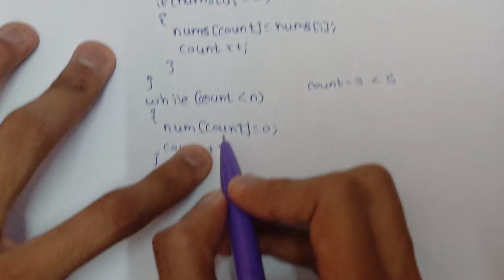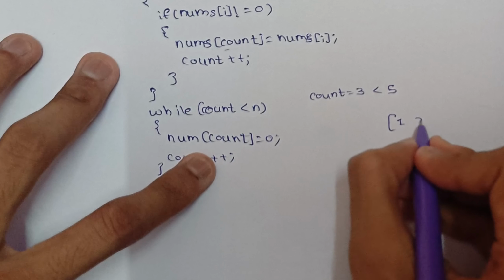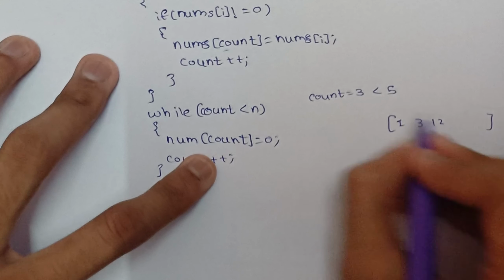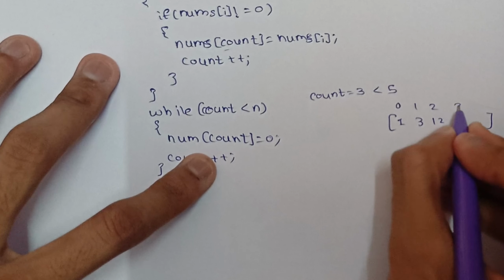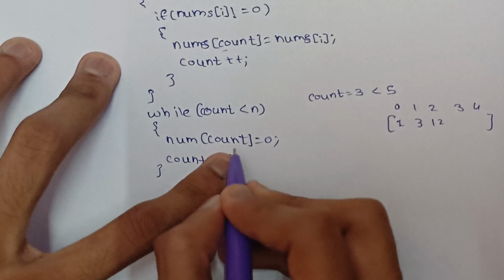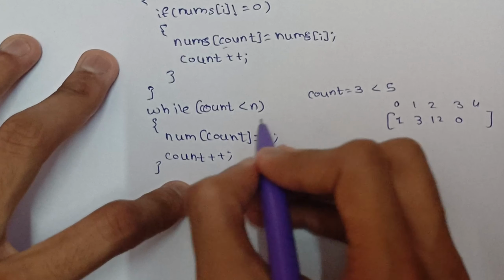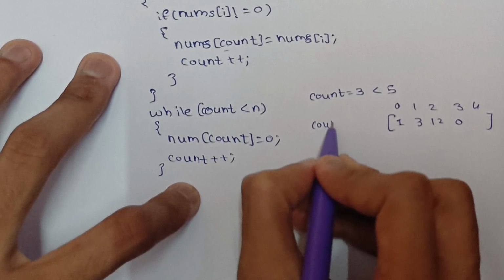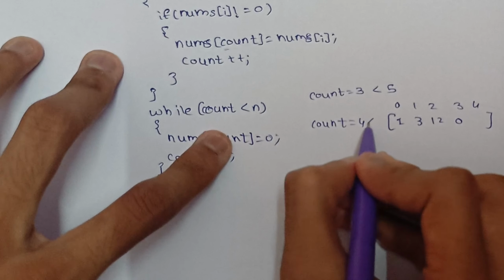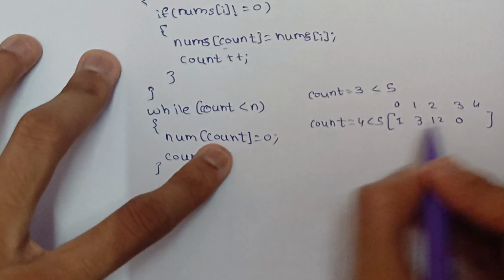Count is 3. I will write that array again: 3, 12, and the remaining, indexes 0, 1, 2, 3, 4. At the 3 element put 0. Now count will be incremented, count becomes 4. 4 is less than 5, yes. At the count place put 0.